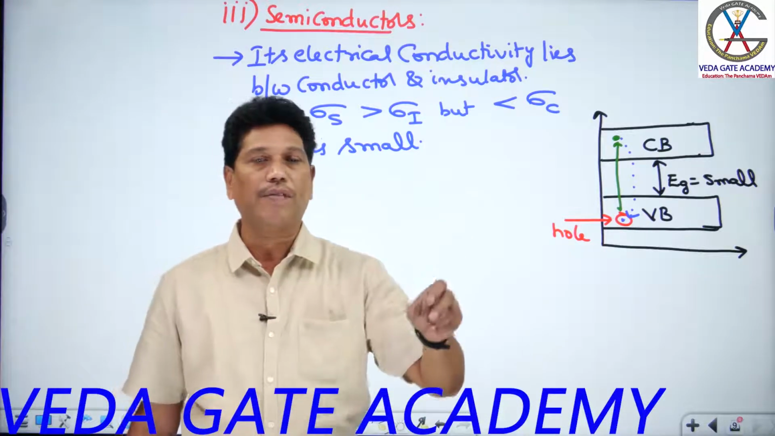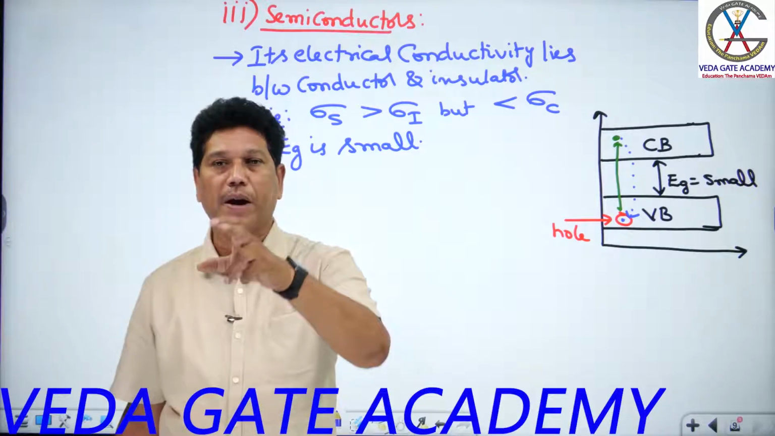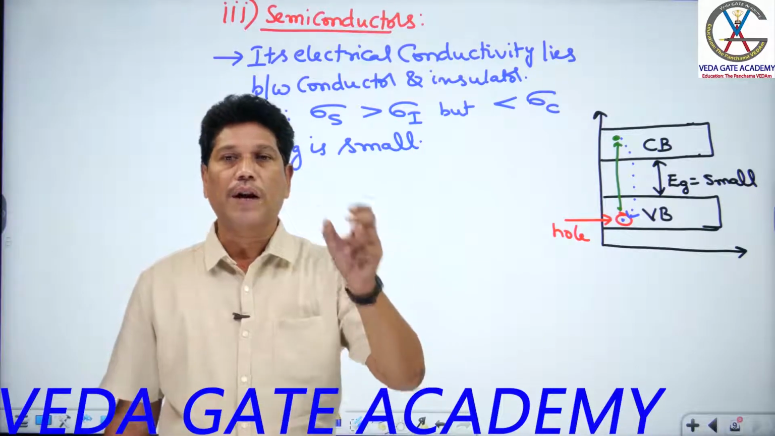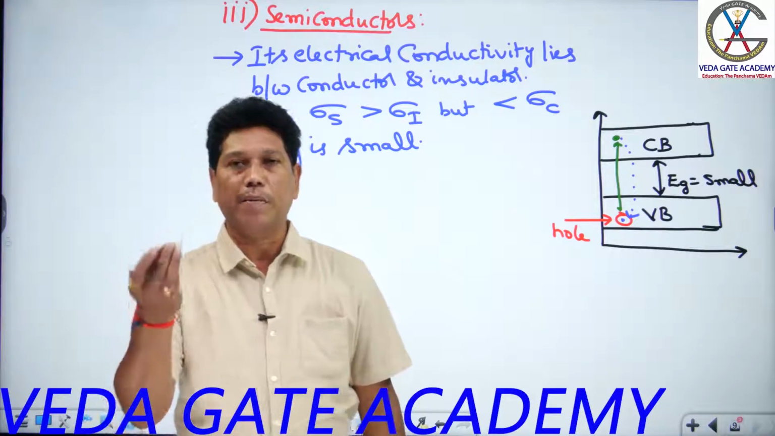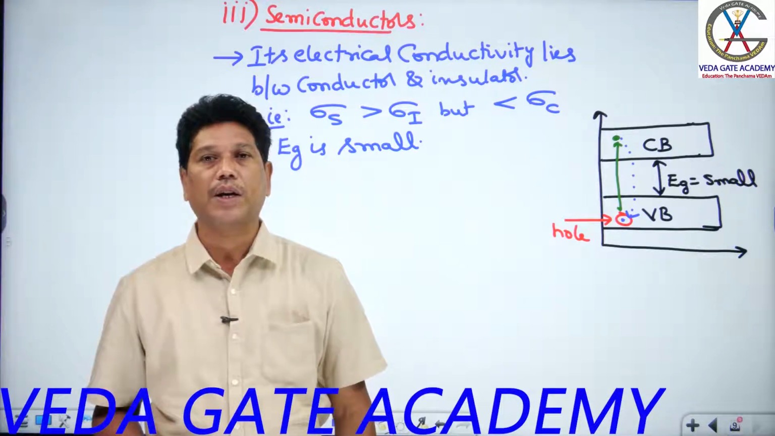So this radiation of energy is light in a direct band gap semiconductor and heat (current conductivity) in the case of an indirect band gap semiconductor. Sir, which are the direct band gap and which are the indirect band gap semiconductors?